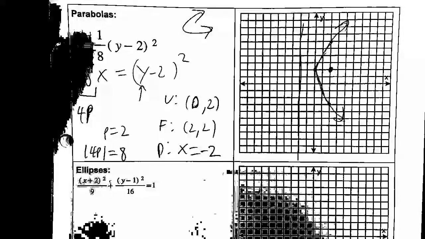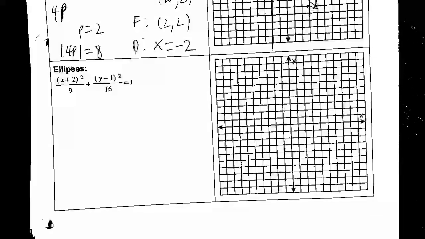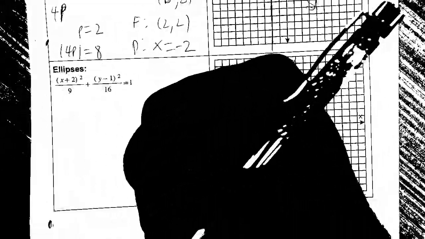All right. Ellipses. x plus 2 squared over 9 plus y minus 1 squared over 16 equals 1. So you know it's an ellipse because what? Like, what's a giveaway that's an ellipse? They're both plus, right? This is plus and this is also a plus, right? Positive.